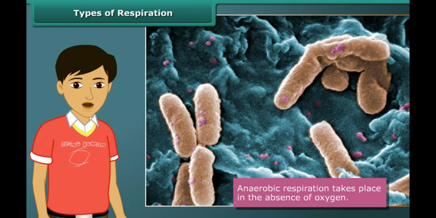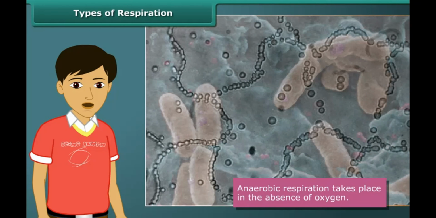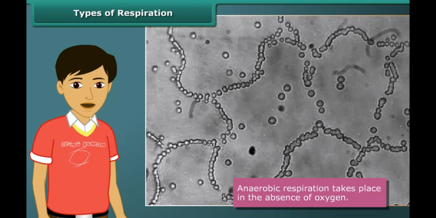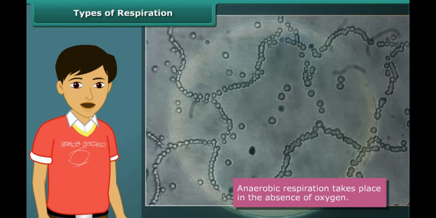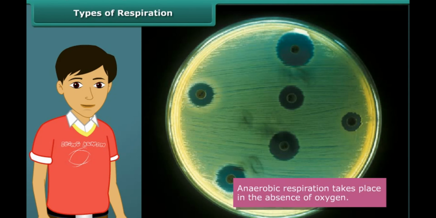Anaerobic respiration is that respiration which takes place in the absence of oxygen. This kind of respiration is found in some microorganisms, such as bacteria, that inhabit places where oxygen is missing. The energy produced in aerobic respiration is more than the energy produced in anaerobic respiration.